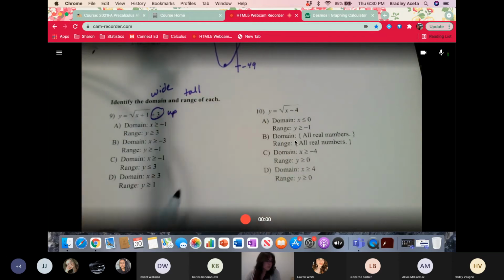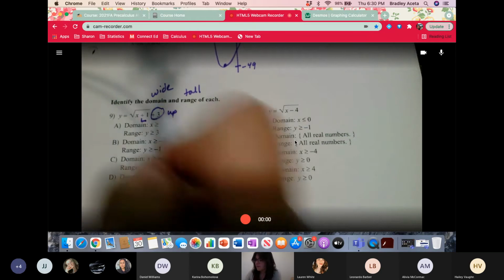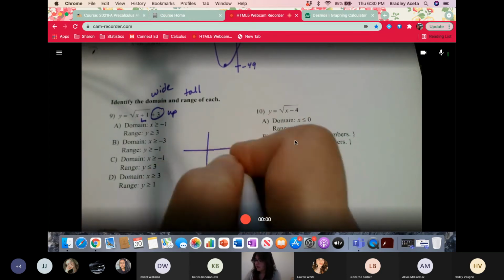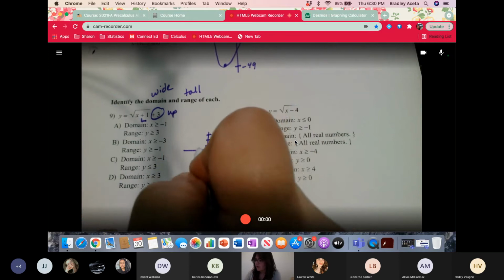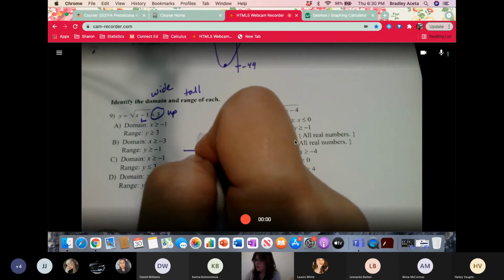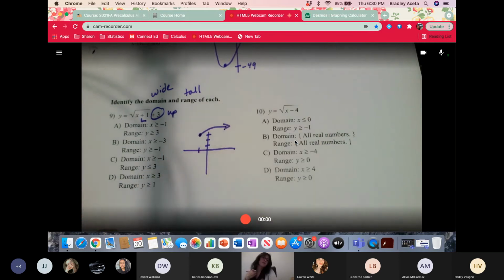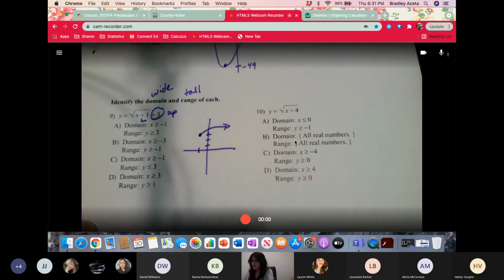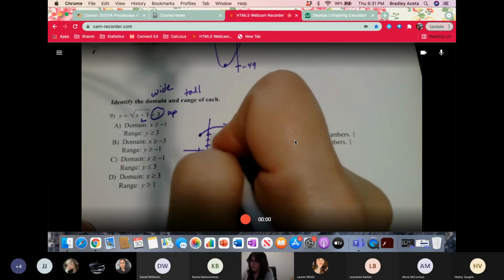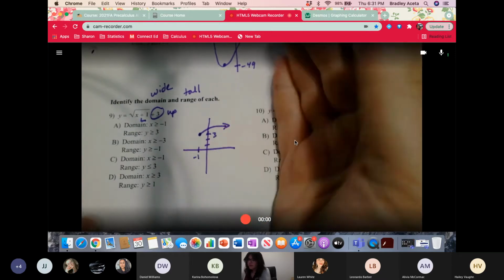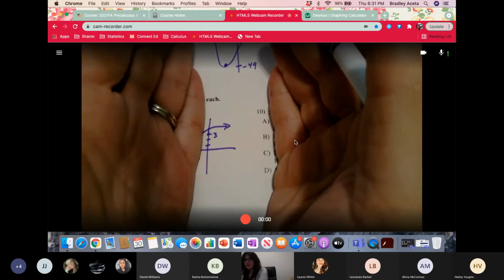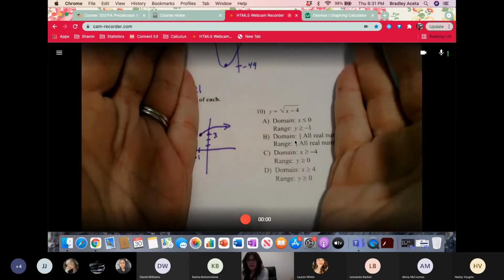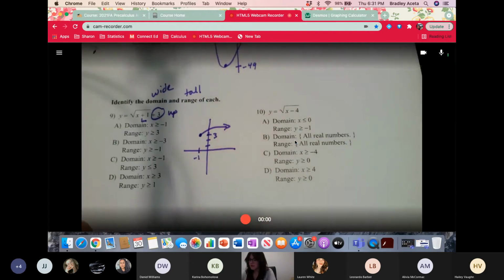This plus 1 means that it goes left 1. So if I were to just sketch it out, 1, 2, 3, and left 1, I would start here, and then it's a square root. It shoots over to the right. So my domain, how wide is this thing going to get? Well, it's going to start at -1, and then it's going to keep going that way along the x-axis. So my domain is for values that are greater than -1. So that would be choice A or choice C.